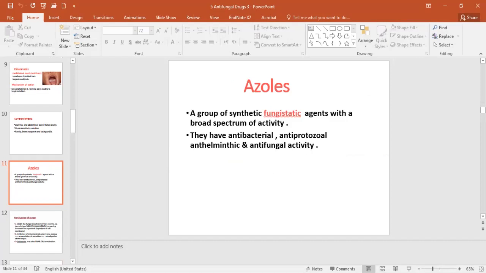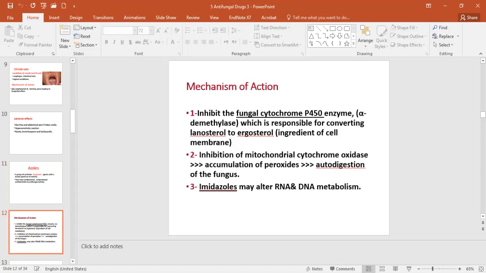Azoles are a group of synthetic fungistatic agents with a broad spectrum of activity, and they have antibacterial, antiprotozoal, antihelminthic, and antifungal activity. The mechanism of action includes the inhibition of fungal cytochrome P450 enzyme, alpha D methylase, which is responsible for converting lanosterol to ergosterol.